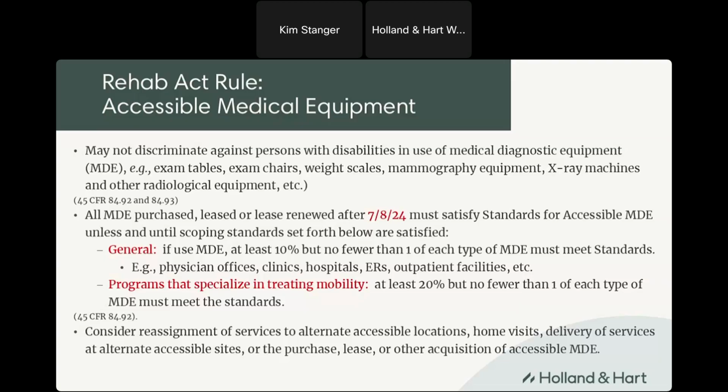If your stuff does not work or you've got concerns, then you still have to take reasonable steps to accommodate those individuals with a disability. Some things you may consider would be reassignment of the services to an alternative or accessible location where they can get the care that they need or have access to that medically diagnostic equipment. Maybe arrange for home visits, delivery of services at alternative access sites, or purchase, lease, or otherwise acquire the accessible MDE. So that's going to require, especially for a lot of you smaller physician offices, you're going to have to go back and look at, if you use MDE, that it's going to be accessible, up until the time that you're able to satisfy those scoping standards.